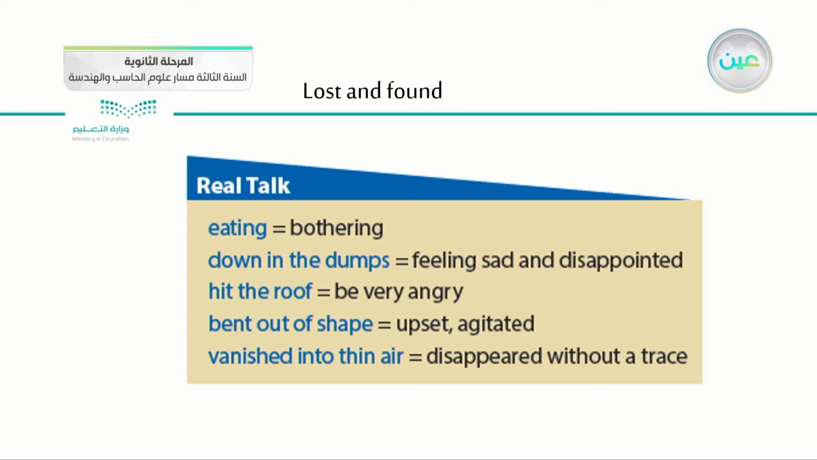If you still remember the conversation, he was afraid of his parents when they discovered that the watch was lost. Of course, they will hit the roof. The meaning of this expression is to be very angry. They will be very angry because he lost his watch, because they gifted it to him for his graduation. Bent out of shape means upset, aggravated. This is the meaning of this expression.